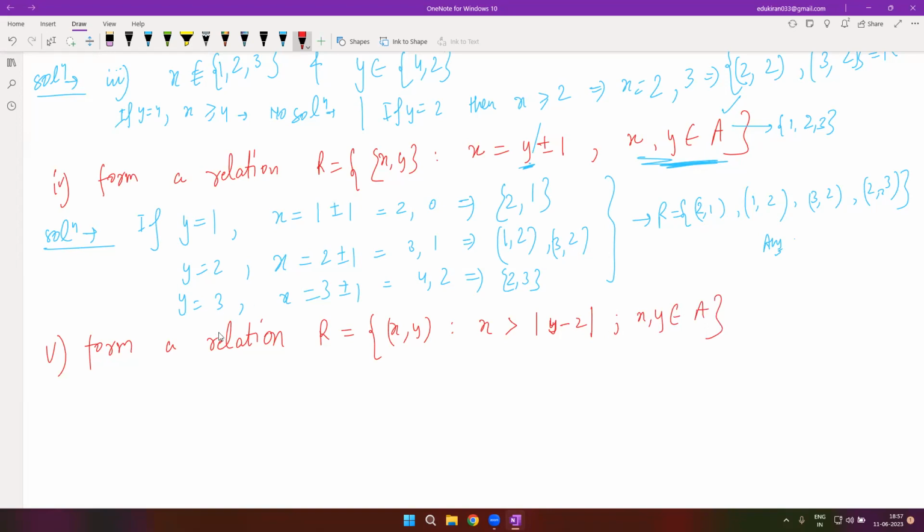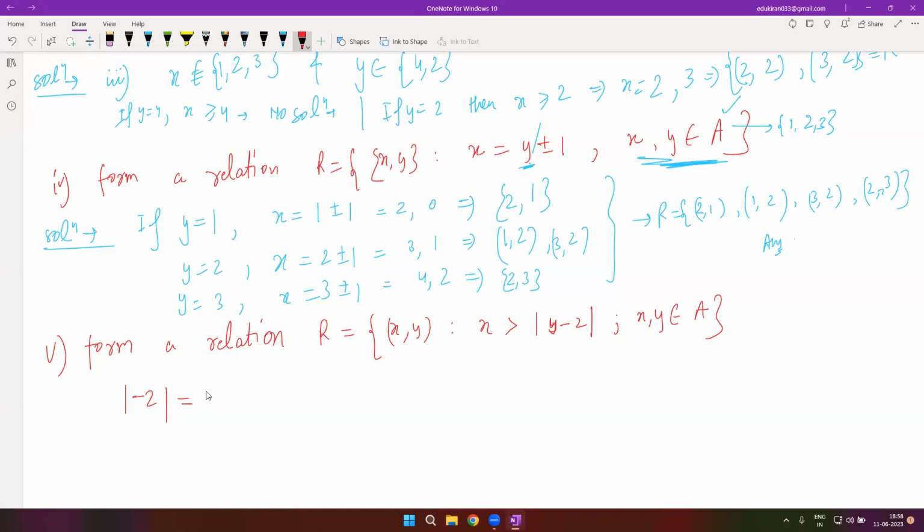Again, you know what is set A, and this is modulus. If you don't know what modulus does, then understand it like this: modulus always gives us the absolute value. So let's say if there is a negative value inside a modulus, its job is to make it positive.